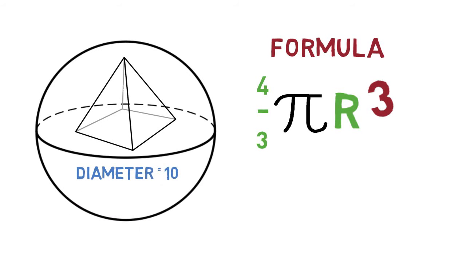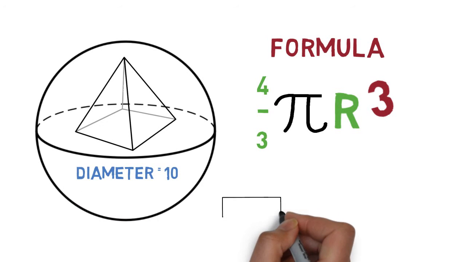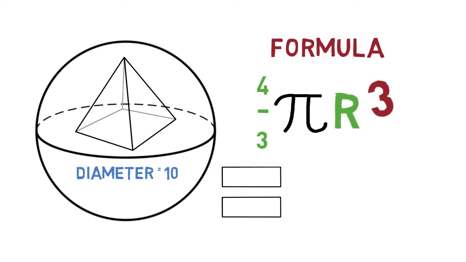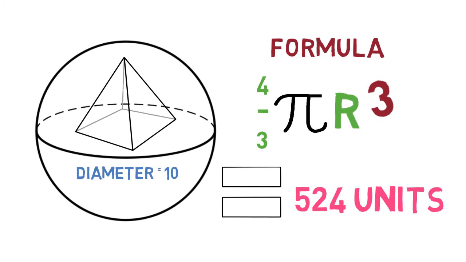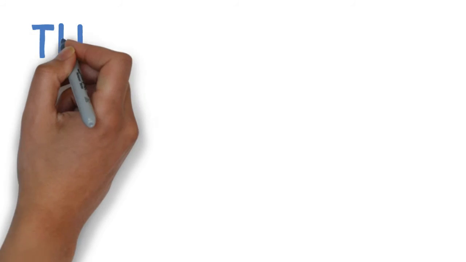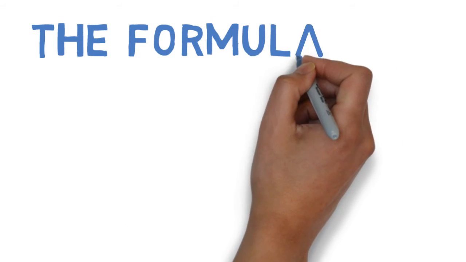This means that if a sphere has a diameter of 10, you just have to find 4/3 of 125 pi. The answer to this is about 524 units cubed. In case you forgot any of that, here's a summary of the formulas.